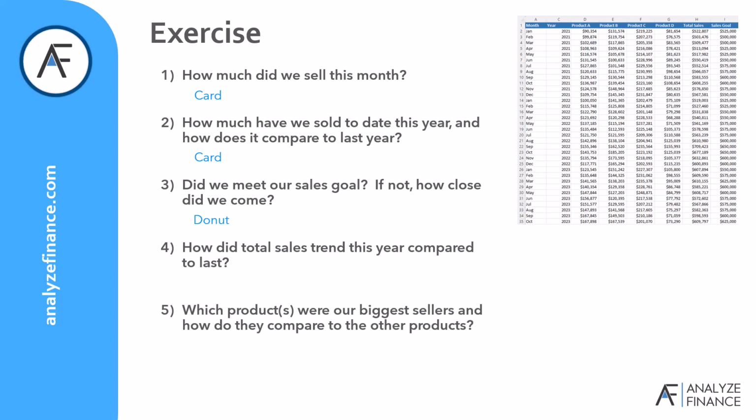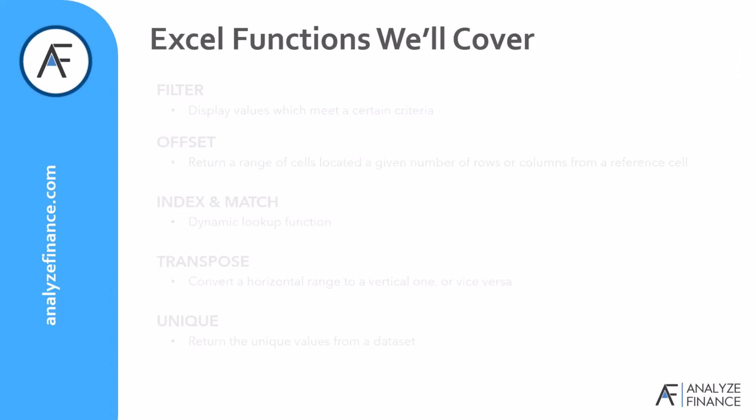How did total sales trend this year compared to last year? So if we are tracking trends over time, that's going to be a line chart, right? Which products were our biggest sellers and how do they compare to the other products? So I'll just pause for a second. I'll let you answer that one. It's going to be a bar chart. Okay, all right.